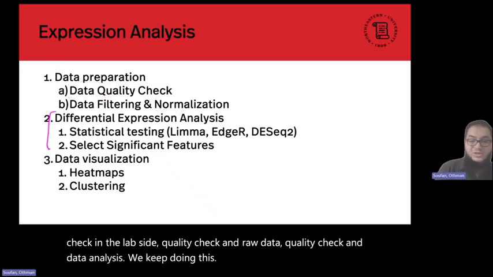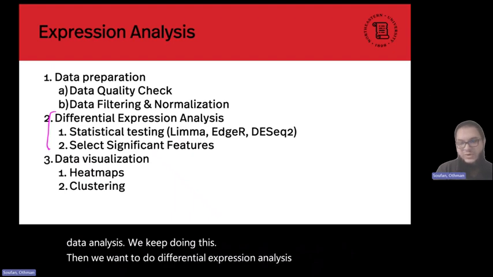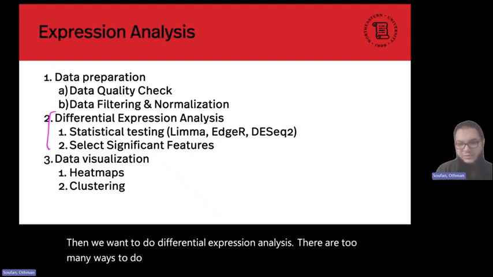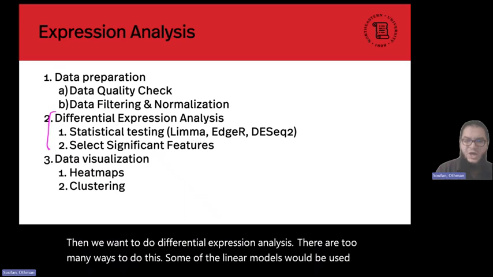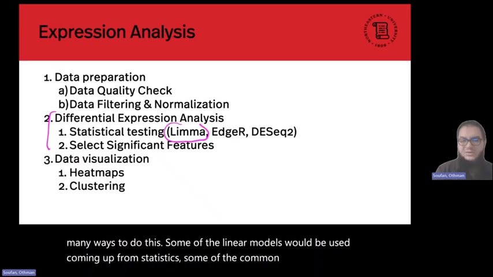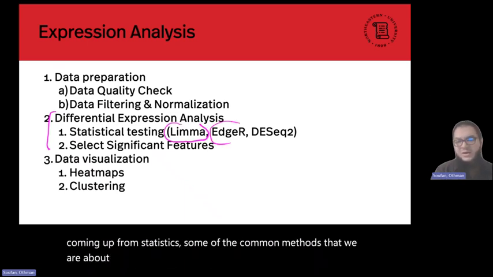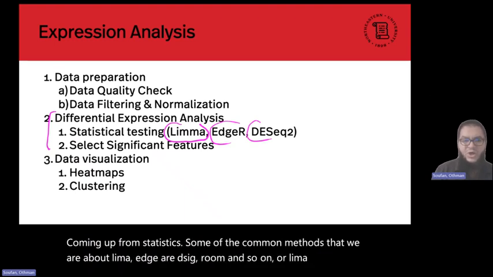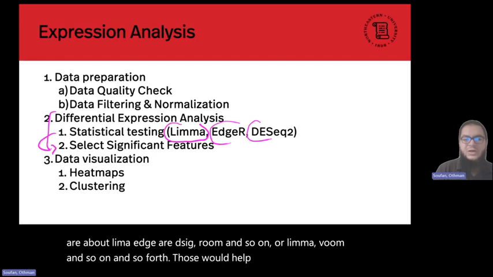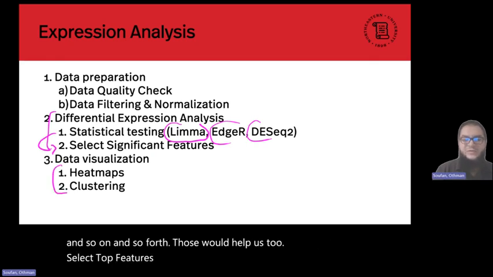Then we want to do differential expression analysis. There are too many ways to do this. Some of the linear models would be used, coming from statistics. Some of the common methods that we hear about are limma, edgeR, DESeq, voom, and so on and so forth. Those would help us to select top features. And then we can do visualizations.